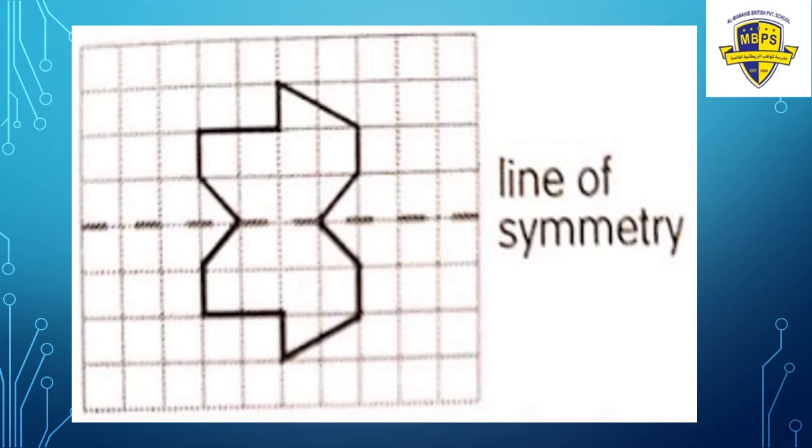And we studied that in step 3, we have to join all the markings together in the correct order. And then we get the complete symmetrical shape. So you can see here that both the sides are the same. And we have the line of symmetry which divides the shape into equal halves. So in this way, we have completed the symmetrical shape.